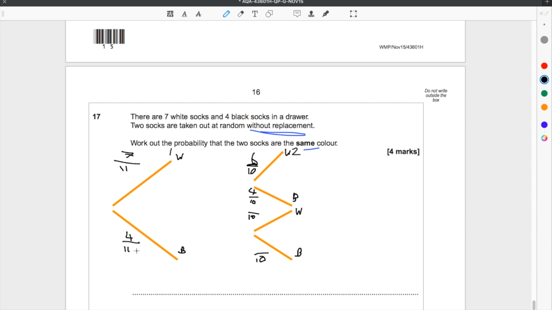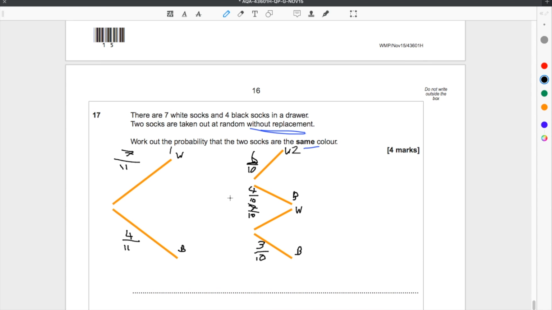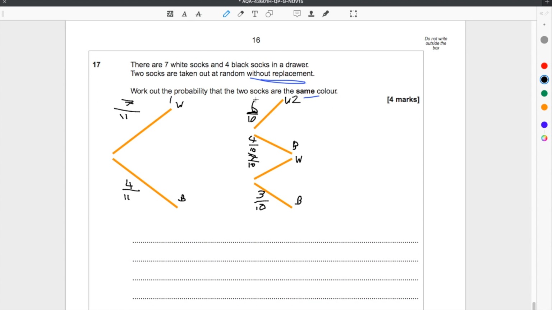If we happen to take a black sock on our first go, then there's still going to be 7 whites, and there's going to be 3 black left on our second go. So these are our new probabilities, and we're told to find the probability that the 2 socks are the same colour. So we have 2 choices. We have white and white, or black and black. So if we consider the white socks, the probability that we get white twice is just 7 out of 11 multiplied by 6 out of 10.